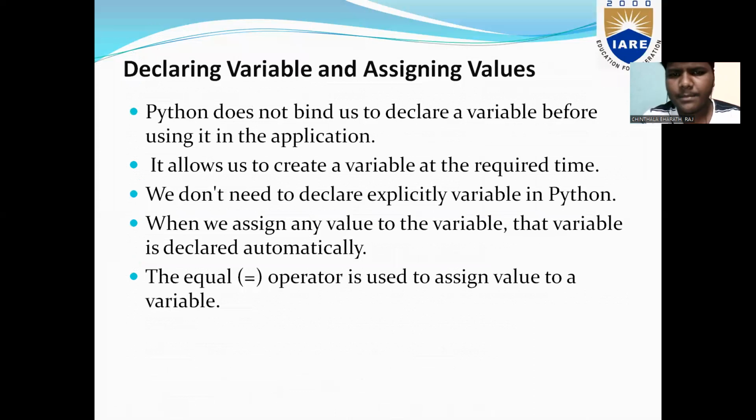Now, declaring variables and assigning values. Python does not bind us to declare a variable before using it. It allows you to create a variable at required time. We don't need to declare explicitly a variable in Python. When we assign any value to the variable, that variable is declared automatically. The equal operator is used to assign value to a variable.